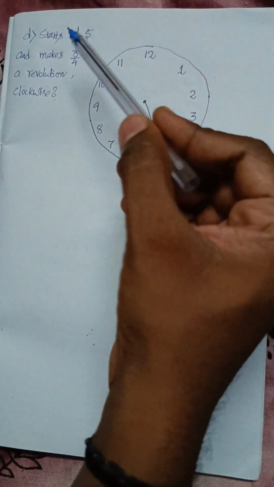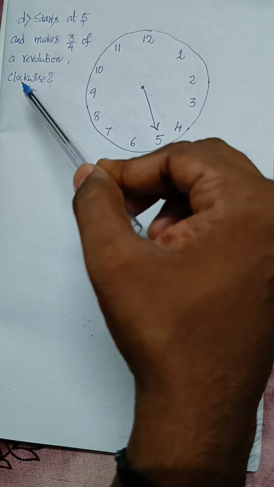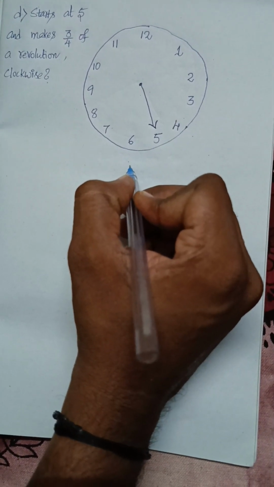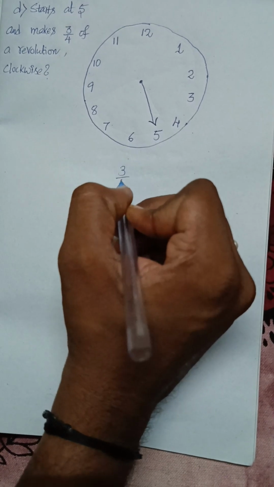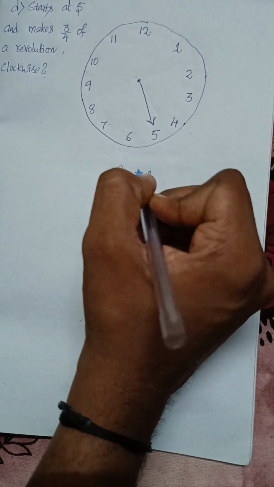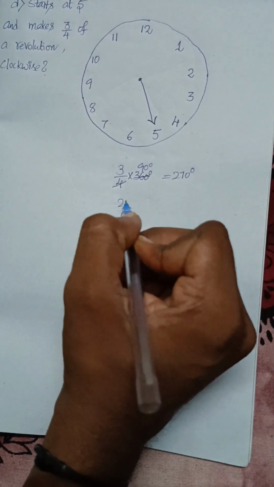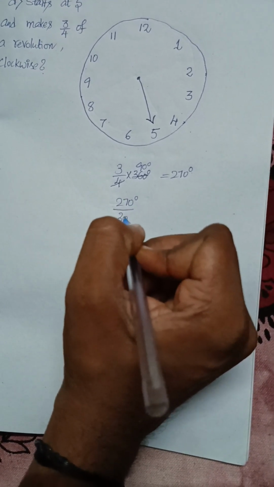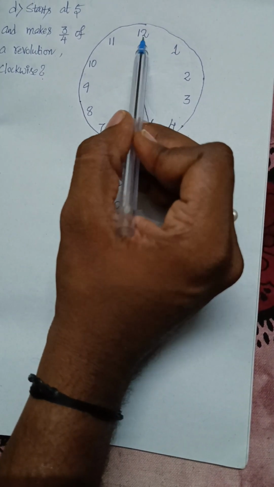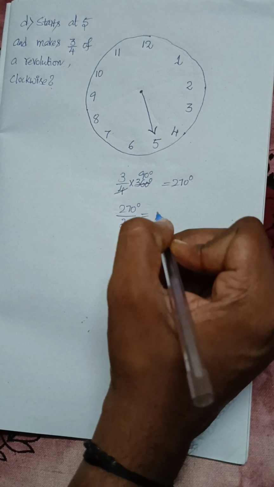Now the last question is, if the hand of a clock starts at 5 and makes 3/4 of revolution clockwise, where will the hand of a clock stop? Now full revolution is 360 degrees. Now 3 by 4th of full revolution is 3 by 4 into 360. 4 ones are 4, 4 nines are 36. So the total angle is 270 degrees. Now 270 degrees by 30 degrees. Why are we dividing by 30 degrees every time? Because for every hour the hand of a clock will revolve 30 degrees. Now 270 degrees by 30 degrees is 9.